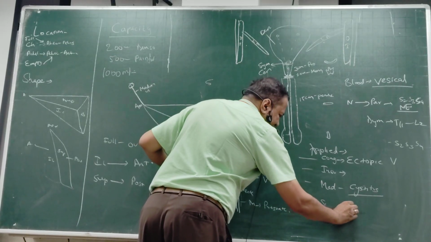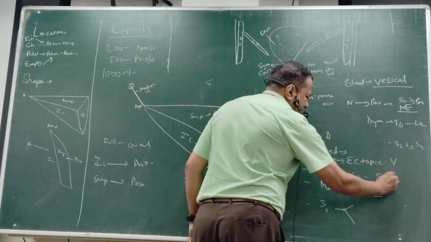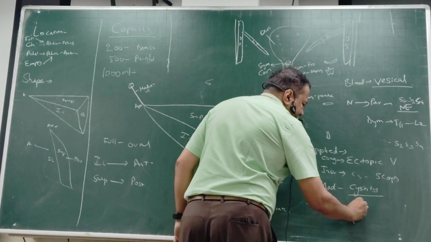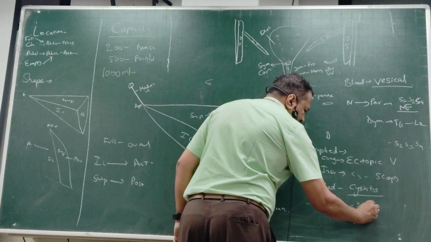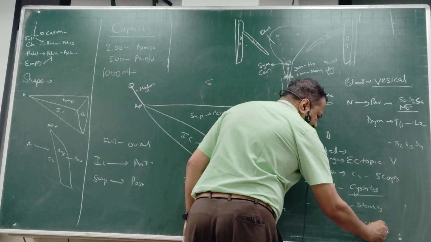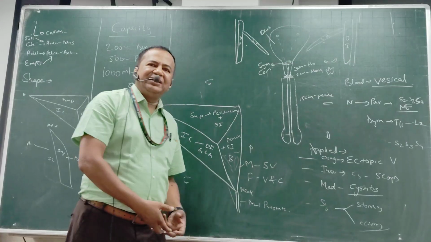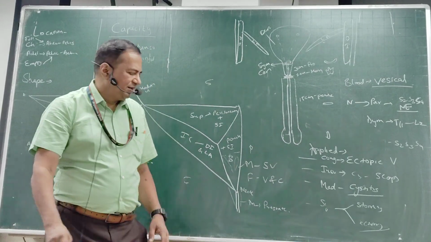In surgical management, there are two things: cystoscopy, and cystectomy also happens but very rarely. Cystoscopy means ultimately they open the bladder to the external and then from there.